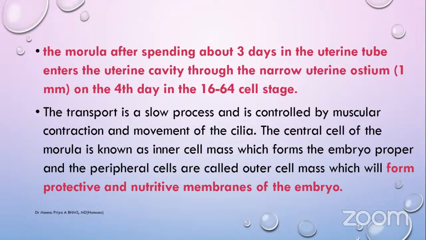The central cell of the morula is known as the inner cell mass, which forms the embryo proper, and the peripheral cells are called the outer cell mass, which will form the protective and nutritive membranes of the embryo. So in the morula, there is something called inner cell mass and outer cell mass. This inner cell mass is going to form the embryo, and the outer cell mass will become the protective and nutritive membranes of the embryo, which is responsible for the formation of the placenta in the future, and also connects the circulations between the placenta and the fetus.